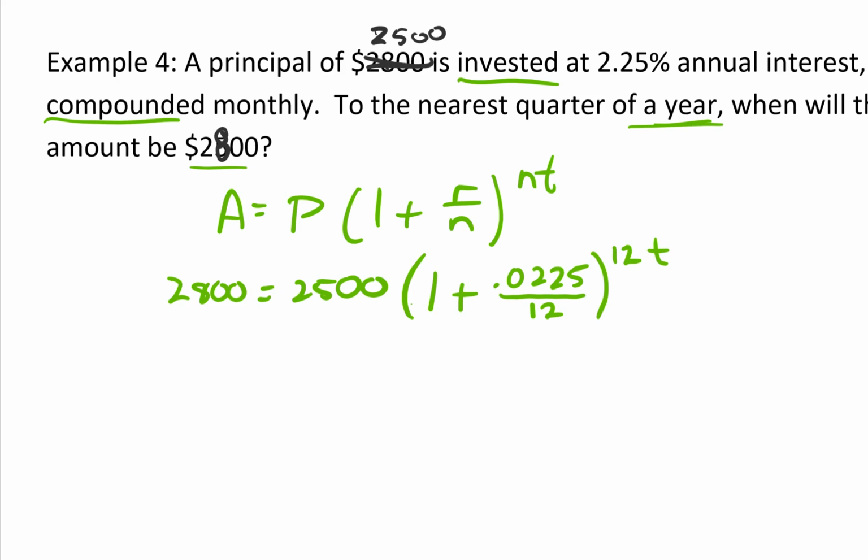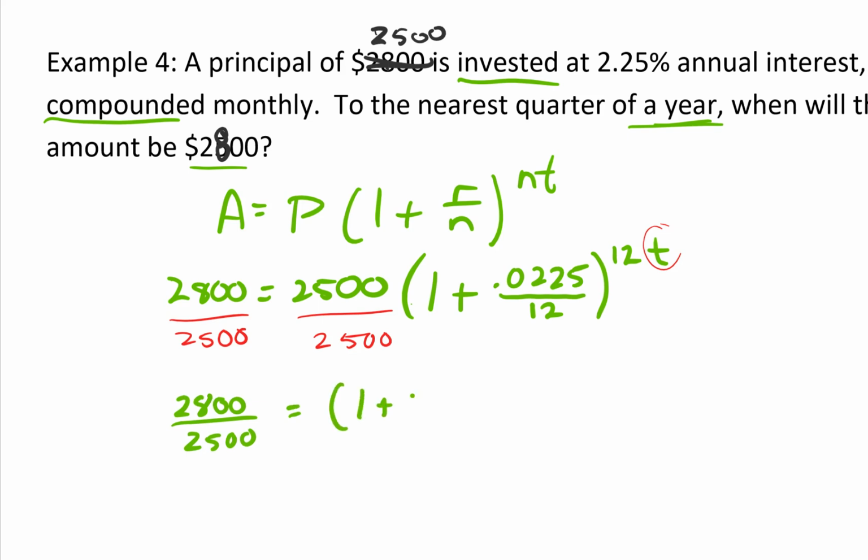Okay, so I've got to peel this apart, and I have to solve for t. So the first thing I'm going to do is divide everything by 2,500. So if I do that, I end up with, I'm not even going to put it in the calculator yet. I'm just going to leave it like that. And I'm not going to touch this either, because I don't want to do any rounding off yet.